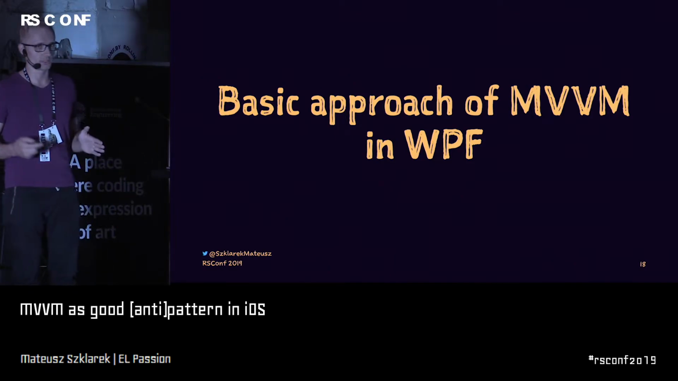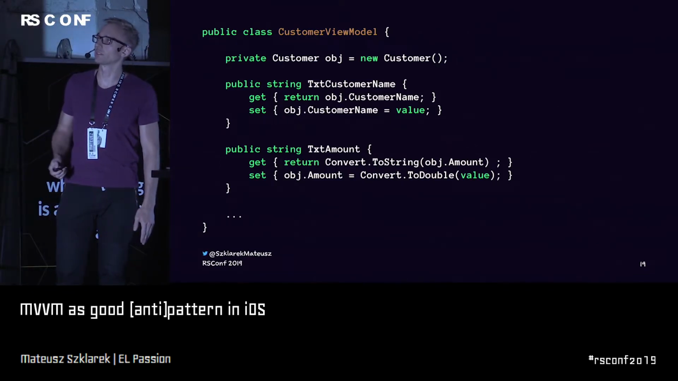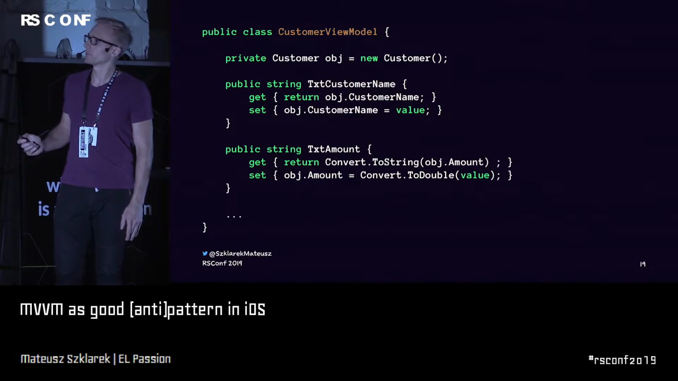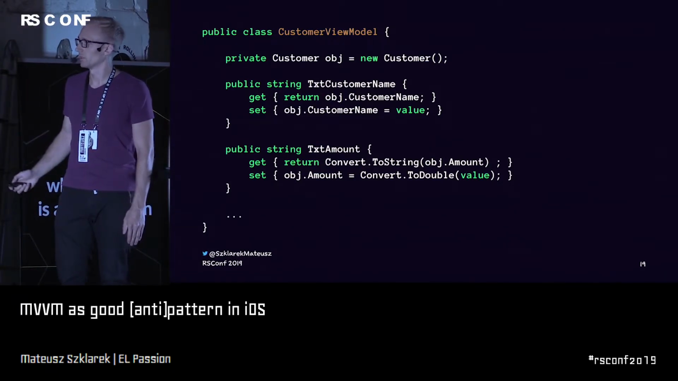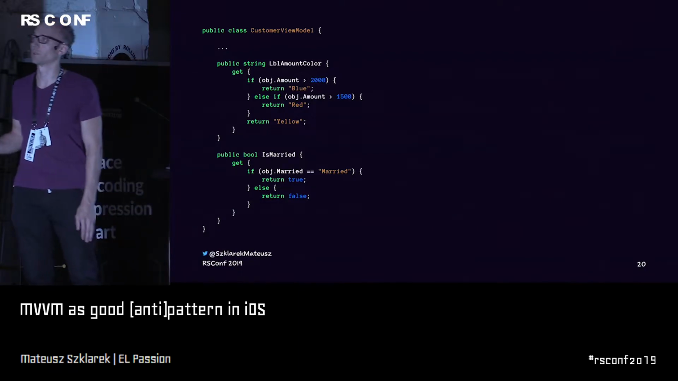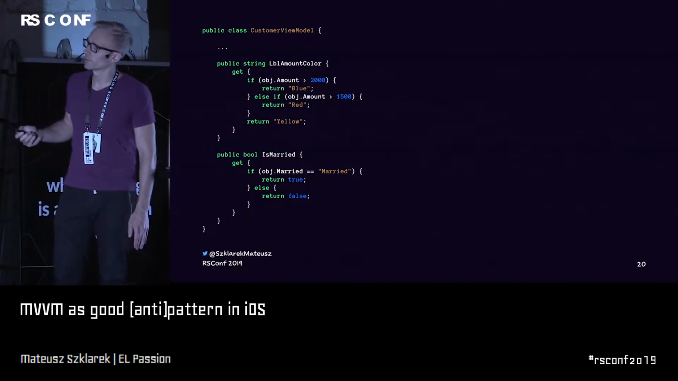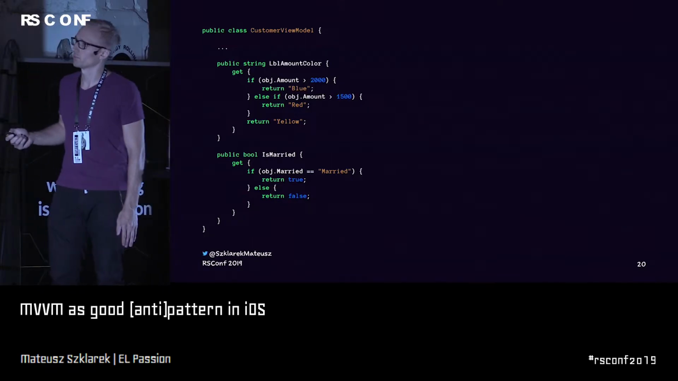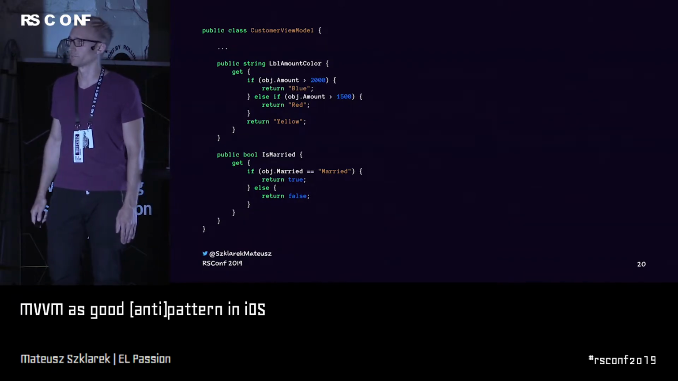Let's look at the basic approach in the C# world. On this slide, you can see a customer view model class written in C#. It keeps a customer model object, and we have properties like text customer name, which maps the customer name property from a model, and text amount property, which maps the amount property from a model. On the second slide, we can see the rest of this class. Label amount color has some logic connected with the amount property. Higher than 2000, it returns blue. Higher than 1500 and lower than 2000, it returns red, and in other cases it returns yellow. And the property is merit. Nothing special.